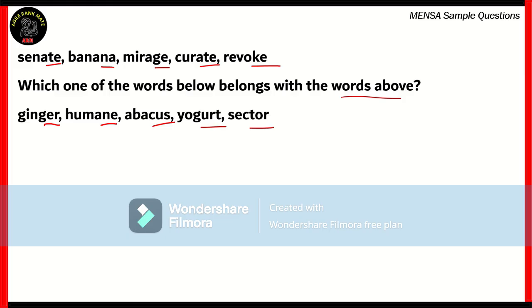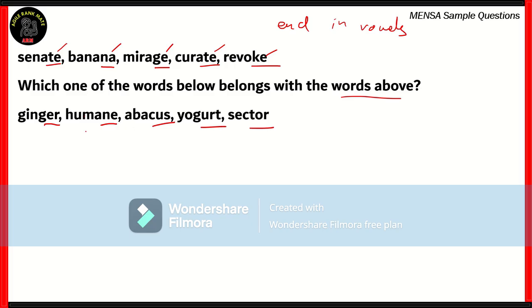Now, if you look at the words above, you can see that they all end in a vowel sound. Senate ends in E, banana ends in A, mirage ends in E, curate ends in E, revoke ends in E. So the common denominator, the common link between these words is that they end in vowels.